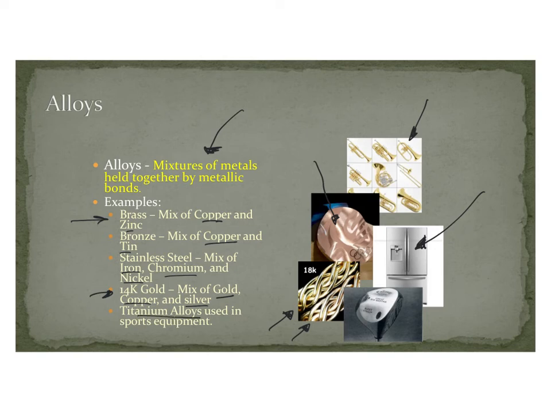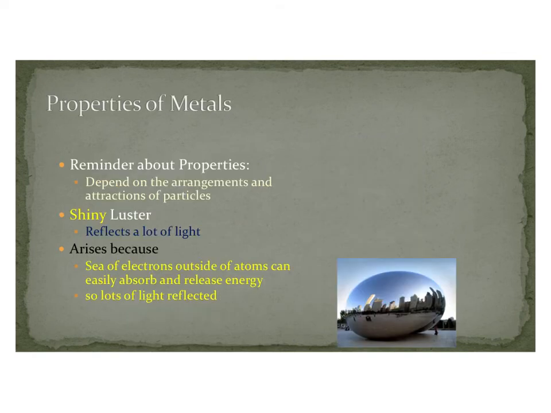And last but not least, titanium alloys. Many of you, if you're an athlete, might have a piece of equipment that is a titanium alloy. It makes it a very light metal for you to work with, and it can oftentimes be flexible as well. And so those are properties that are desirable in a piece of sporting equipment. All right, so that's metallic bonding.